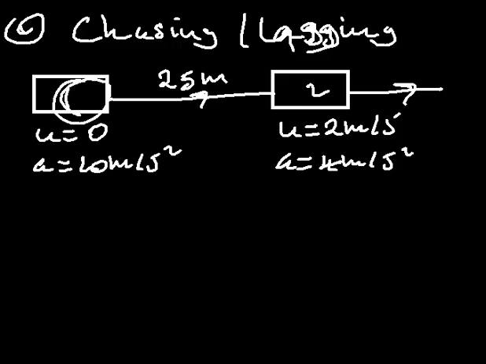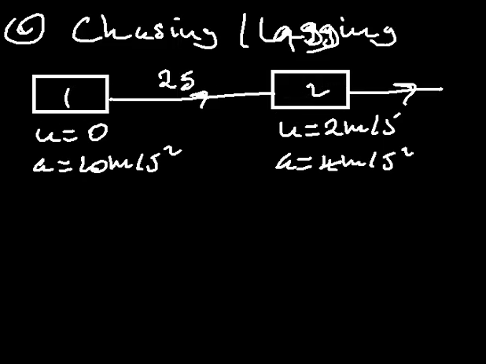When object 1 has to catch or overtake object 2, how far should object 1 travel to catch object 2, if that is the case? This is what we call chasing, where object 1 is chasing object 2. We also call it lagging because object 1 is behind object 2.